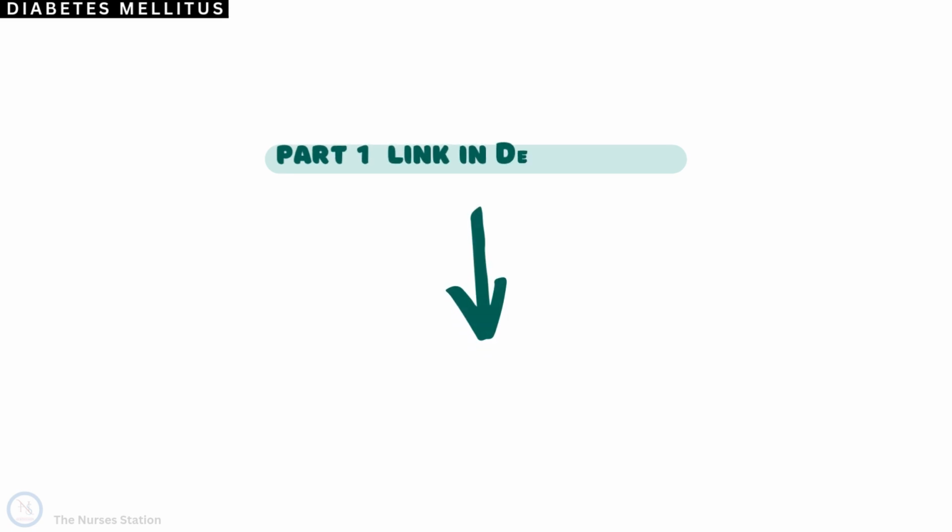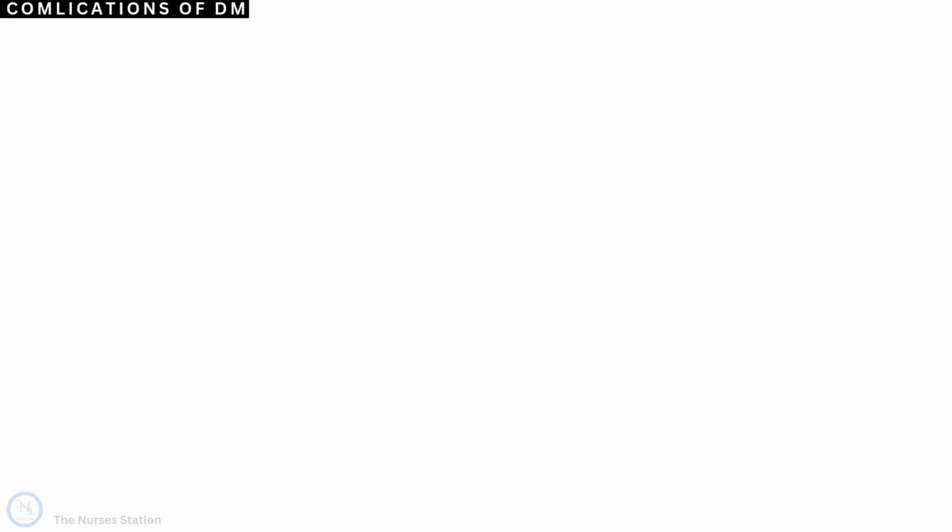In part 1, we discussed diabetes mellitus, its types, risk factors, signs and symptoms, and the diagnosis. In part 2, we will discuss the treatment and the complications of diabetes mellitus. Diabetes mellitus can lead to a number of complications.